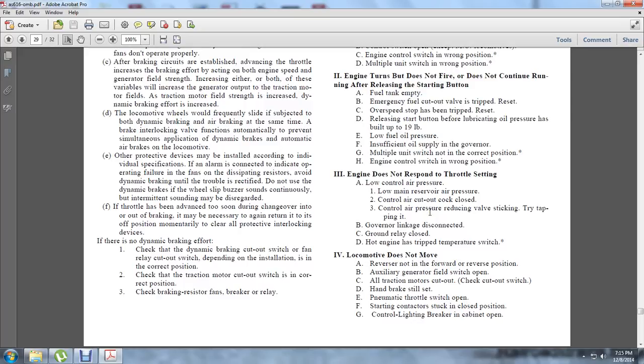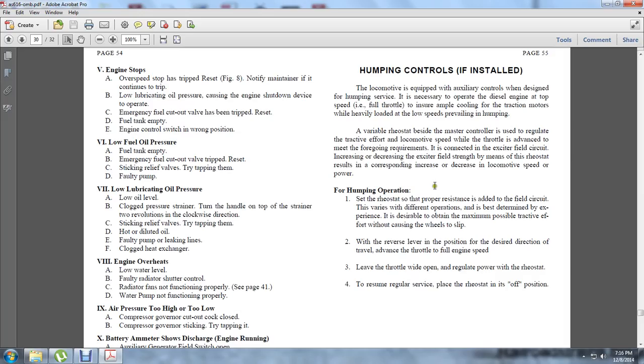Forward locomotive does not move. The reverser is not in the forward or reverse position. Auxiliary generator field switch open. Traction motor cutouts. Check whether the handbrake is still set. Pneumatic throttle switch open. The starter contactor stuck in the closed position. Control lighting and braking circuit breaker in the cabinet open.